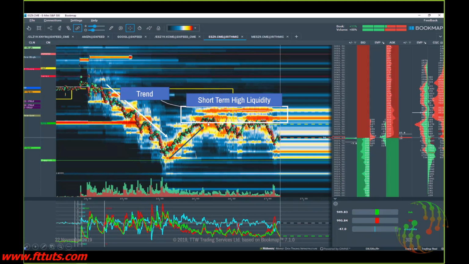This is a classical pullback situation. We have a strong down move, an absorption. You remember this small correction, the small pullback. Remember the small pullback here. And then what happens is simply, if you miss this one, don't force anything, but wait until you get a nice reversal until this area. You will see this often that happen.